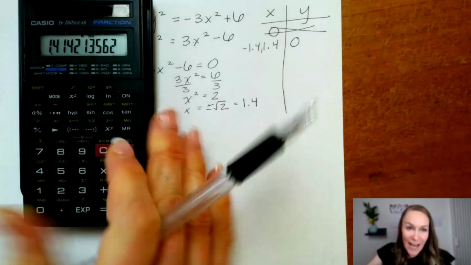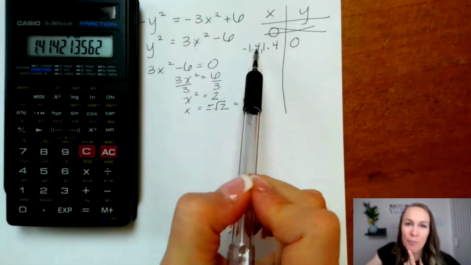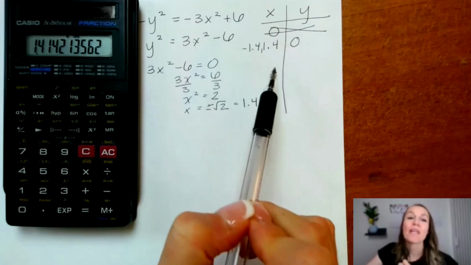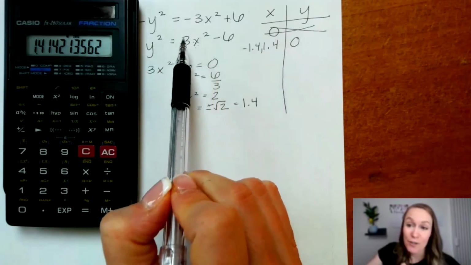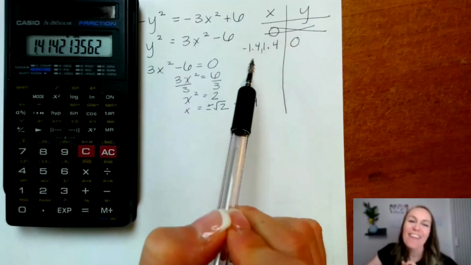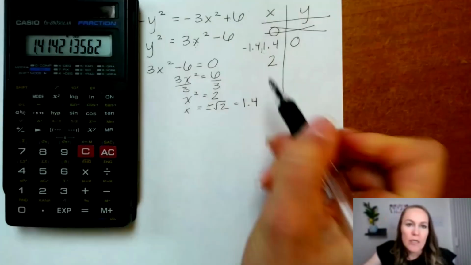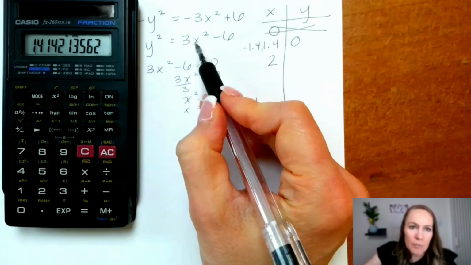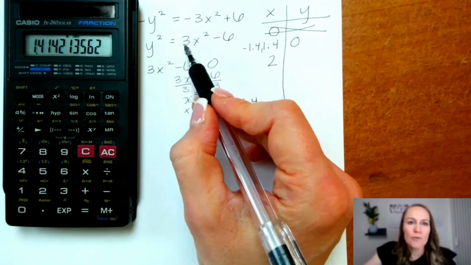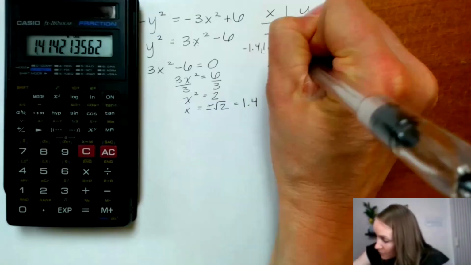Okay, now I'm just going to need to plug something in. So remember, if I plug in 1, that's not going to work because that's going to give me a negative value. And I can't square root a negative value. So let's go ahead and plug in something more than 1.4. And how about 2? 2 sounds like a good starting point. So if I take 2 and plug it into my equation, 2 squared is 4. 4 times 3 is 12. 12 minus 6 is 6. That was pretty good. That came out even.